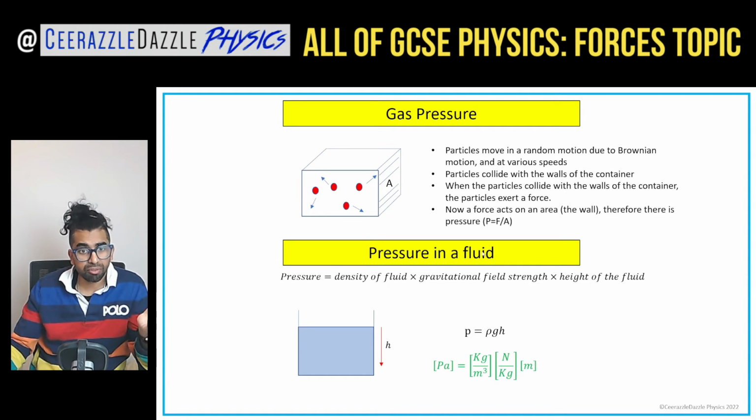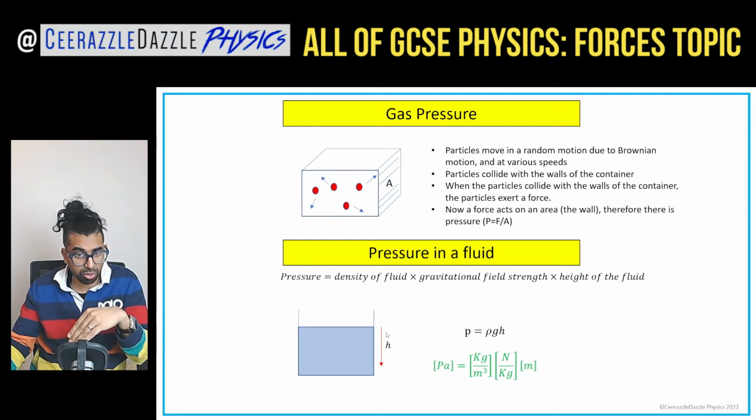The pressure in a fluid. To work out the pressure in the fluid, it's equal to the density of the fluid times the gravitational field strength of the planet that you're on times the height of the fluid. P is equal to rho g h, where P is the pressure in Pascals, density is in kilograms per meter cubed, gravitational field strength is in Newtons per kilogram, and h is the height over here, which is measured in meters. That means the height from the top of the surface downwards, so that is going to be h in this diagram here.